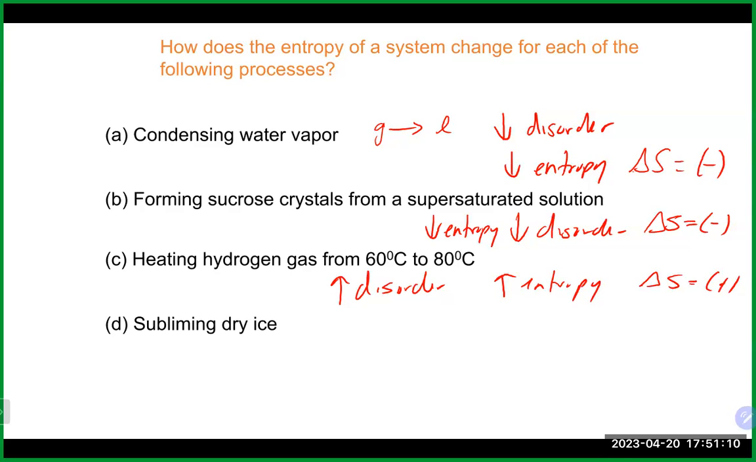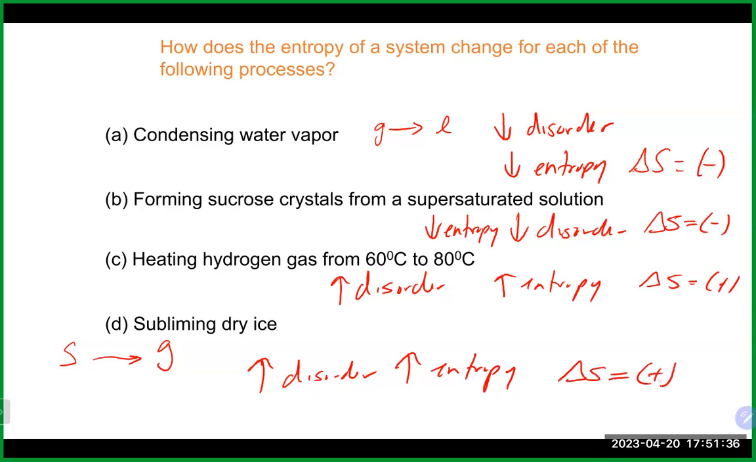And lastly, subliming dry ice, that's sublimation. That is where we go from solid to gas directly, skipping the liquid part. So that clearly is increasing the disorder as we end up in the gas phase. And that's going to increase the disorder, increase the entropy, and we're going to see, again, a more positive value.